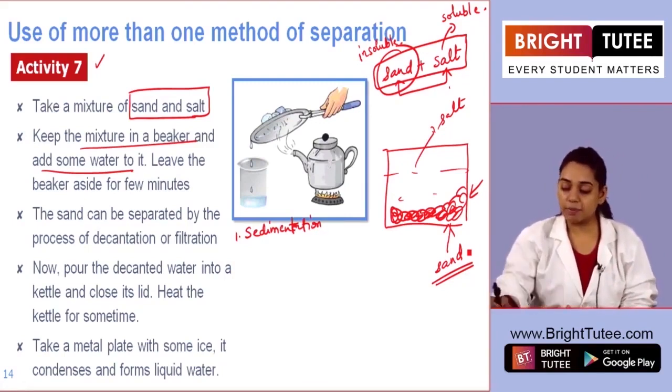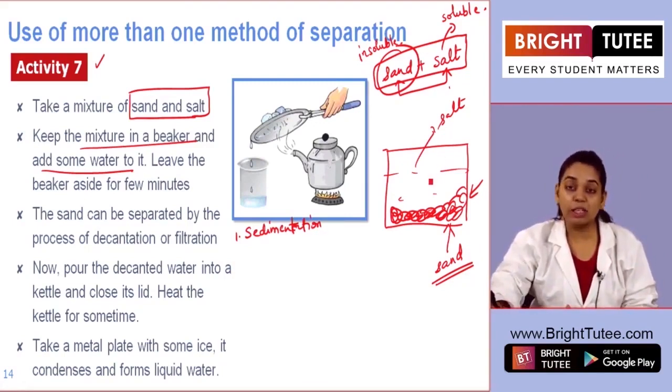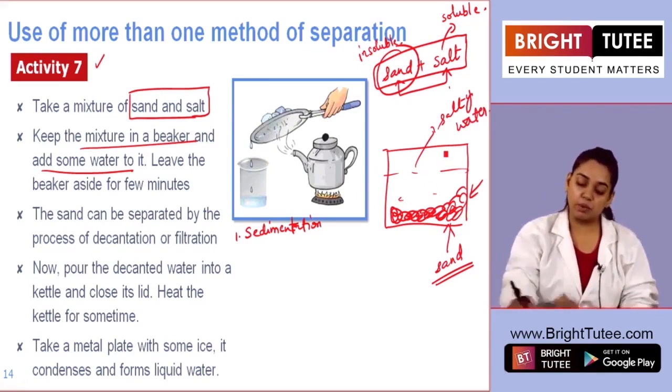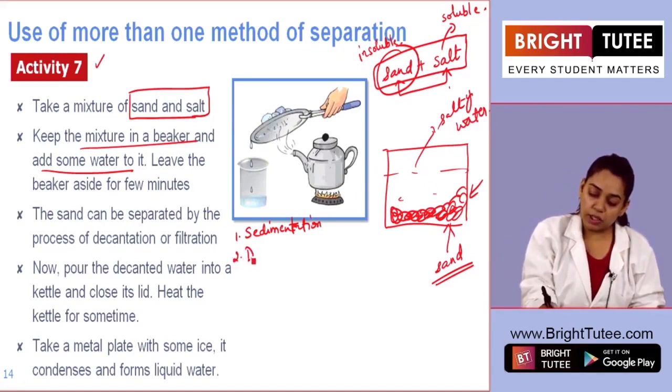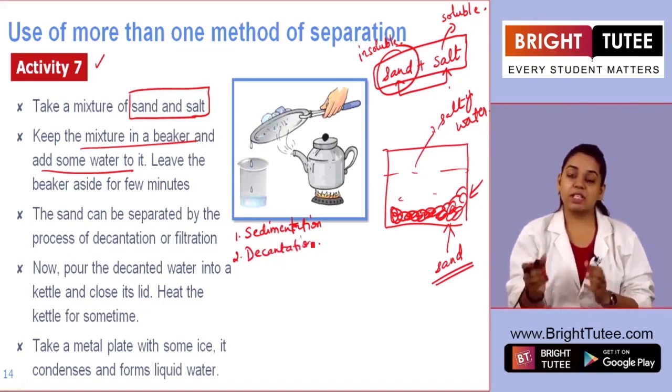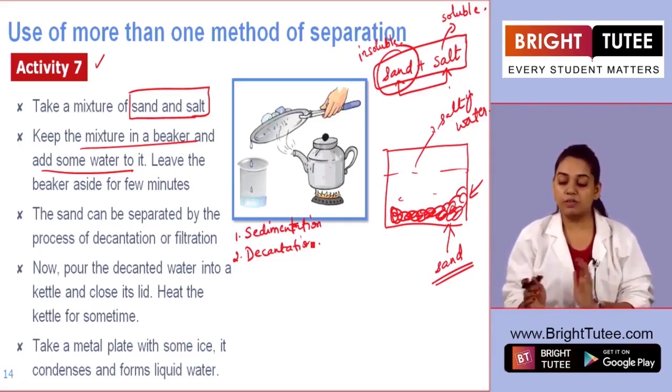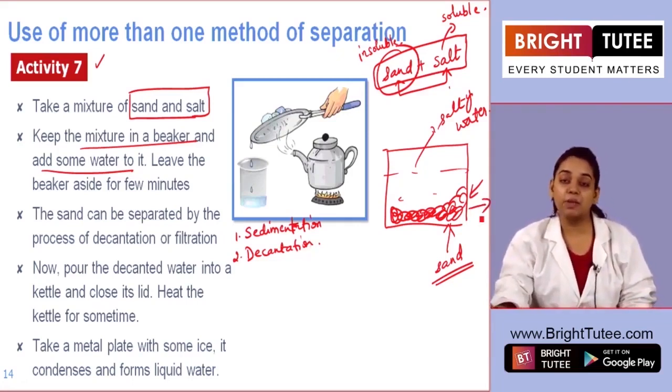Now we have got salty water because all of the salt has been dissolved in water. So we can remove the salty water from sand by using the process of decantation. That is, we will slightly tilt our beaker and remove the salty water and all of the sand will be left behind in the beaker.